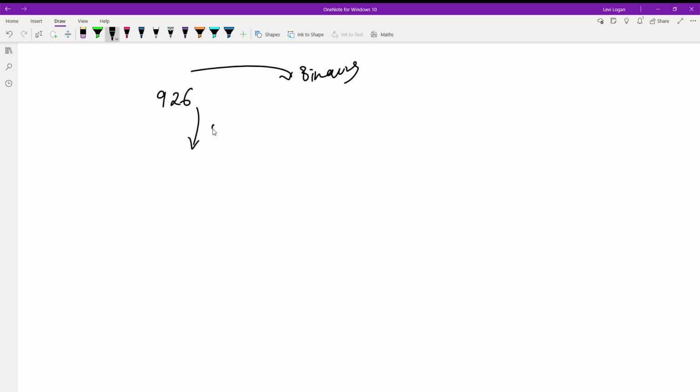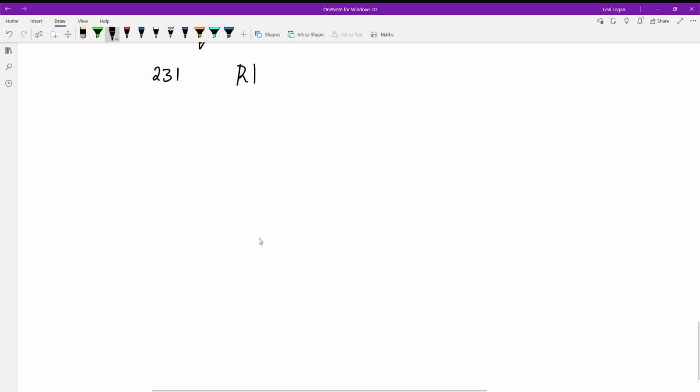So 926 divided by 2, okay? So 926 divided by 2 gives you 463, remainder 0. Divide that by 2, so divide by 2 is going to give you 231.5. So what you're going to write is 231 remainder 1. Then we're going to do that again. So 231 divided by 2, it gives you 115.5. So what you're going to write is 115 remainder 1.